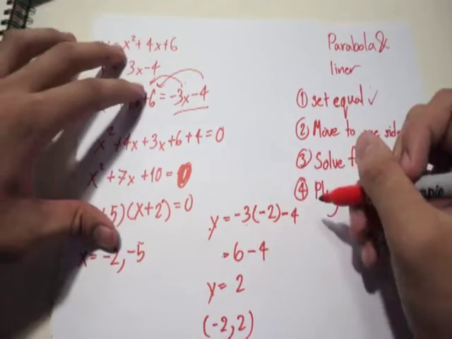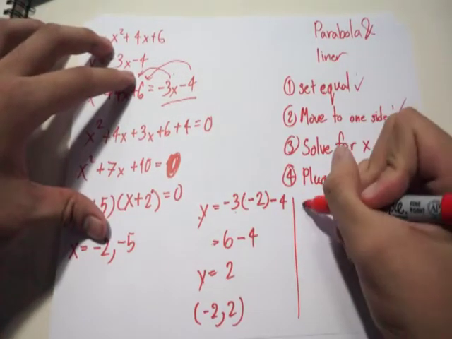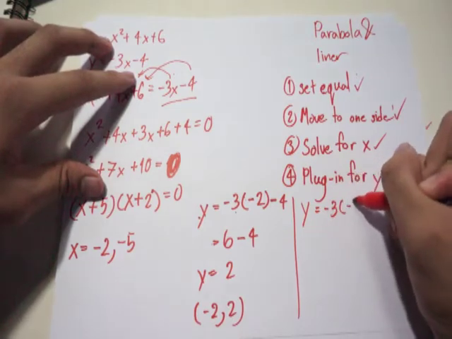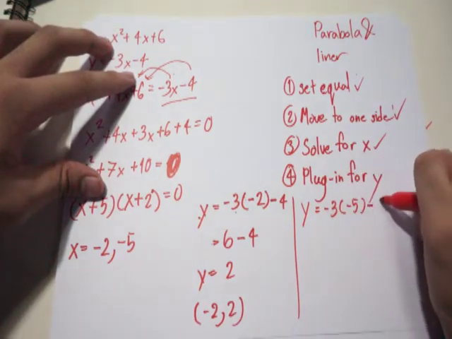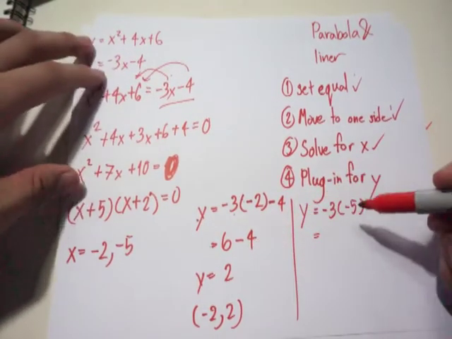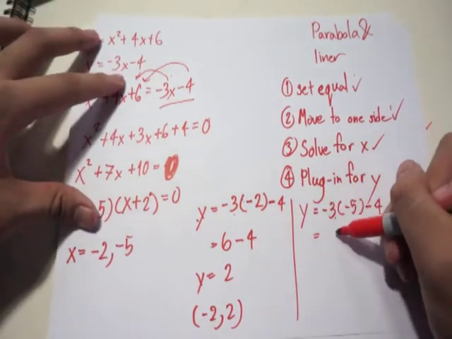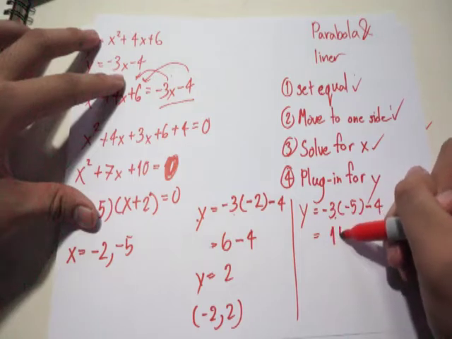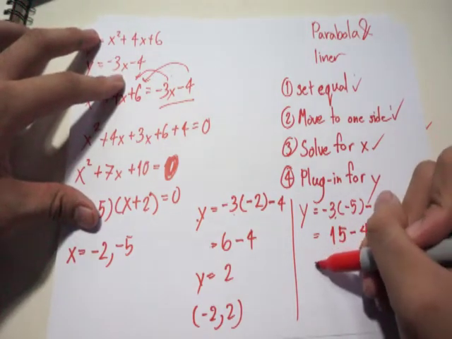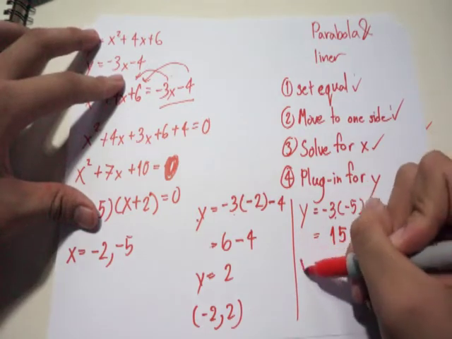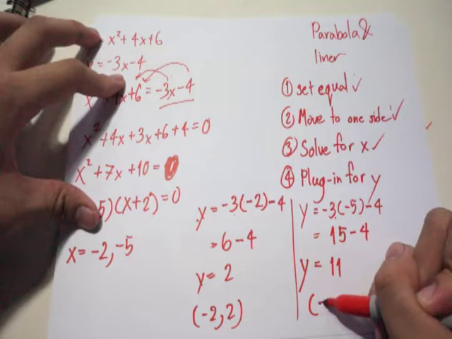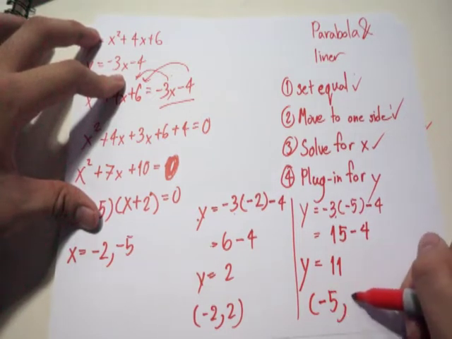So we're gonna find the other one. y equals -3, times -5, and then -4. So we're gonna do it the same as this side, and then 3 times 5 equals 15, and then -4, it will be 11. Okay, now we have the second coordinate for the intersection.